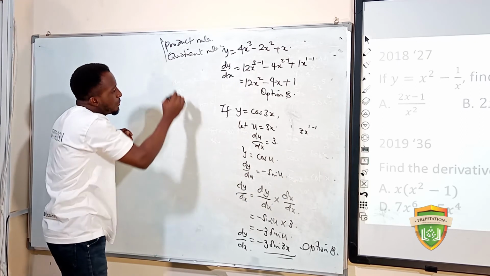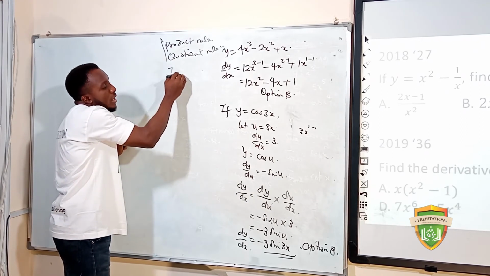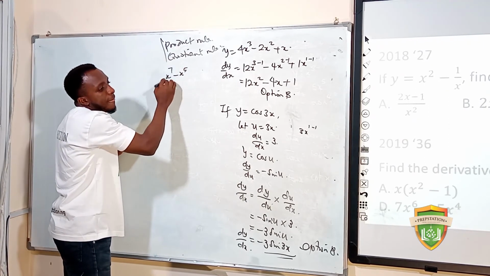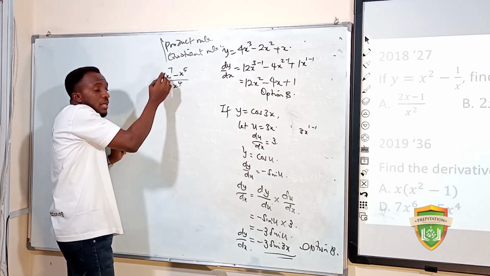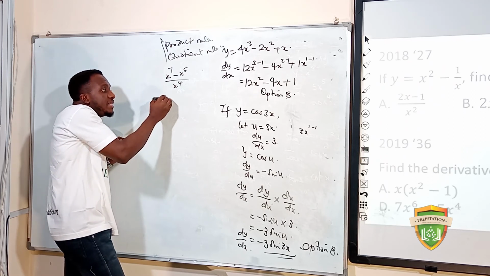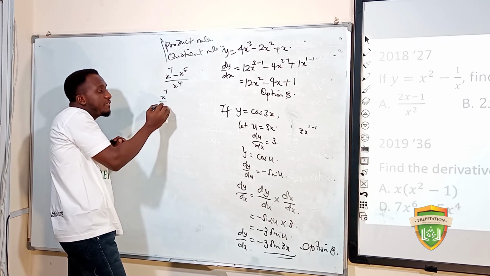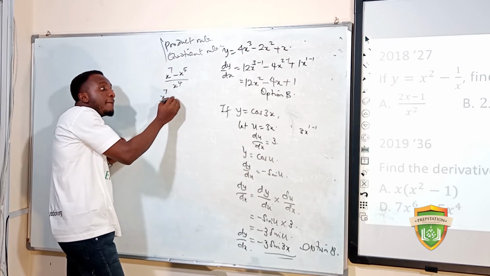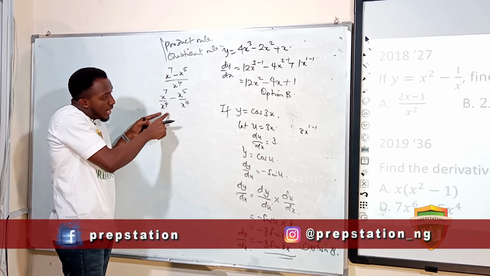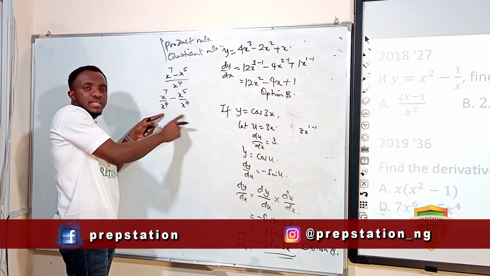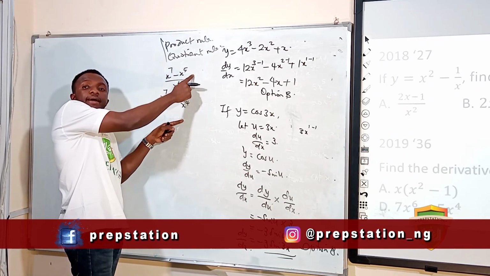But this one is very simple. x raised to the power 7 minus x raised to the power 5 over x raised to the power 4. Now, mathematically, this is x raised to the power 7 over x raised to the power 4 minus x raised to the power 5 over x raised to the power 4. Now, can you see this? If we did the LCM here, we'll go back here.